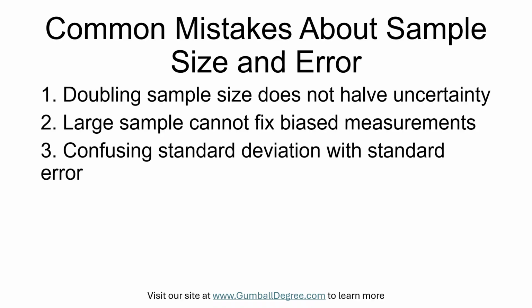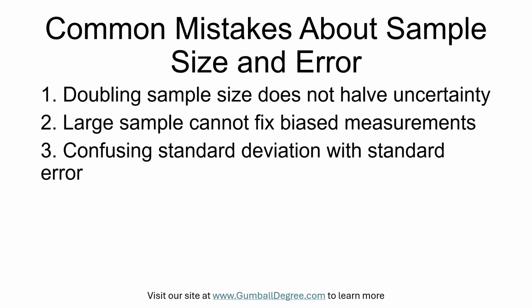Another common mistake is believing that a large sample fixes biased measurements, but if your method consistently misses the true value, more samples will just give a precise but wrong answer. Fixing the measurement process is necessary first.